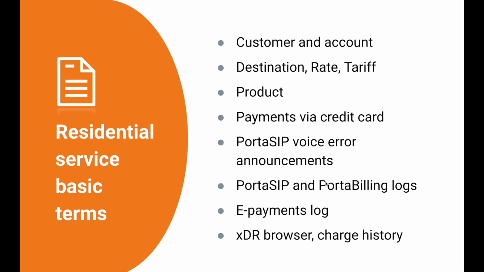When our test calls didn't go through due to different reasons, we heard PortaSIP error announcements. Our first call wasn't authorized due to insufficient funds, and the second call to the US wasn't covered by our tariff plan. When PortaSIP receives a call request and detects an error, the system plays a voice error announcement. That is a big time saver.